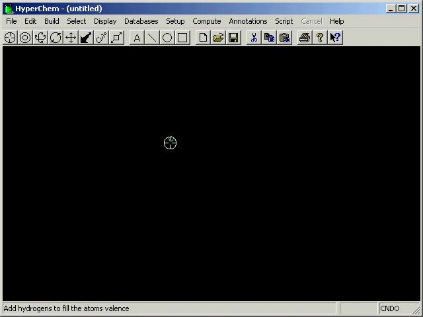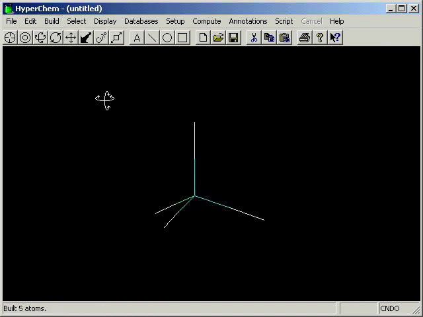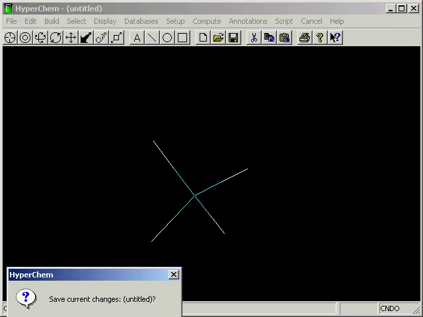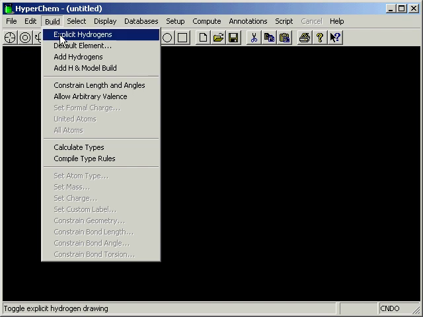So if we take a carbon atom and we model build it, what happens is it adds the normal 4 hydrogen atoms to it to get CH4, and that's the normal situation. If, however, what we wanted was not CH4 but CH5, there are various ways that could be accomplished. One is to use explicit hydrogens.